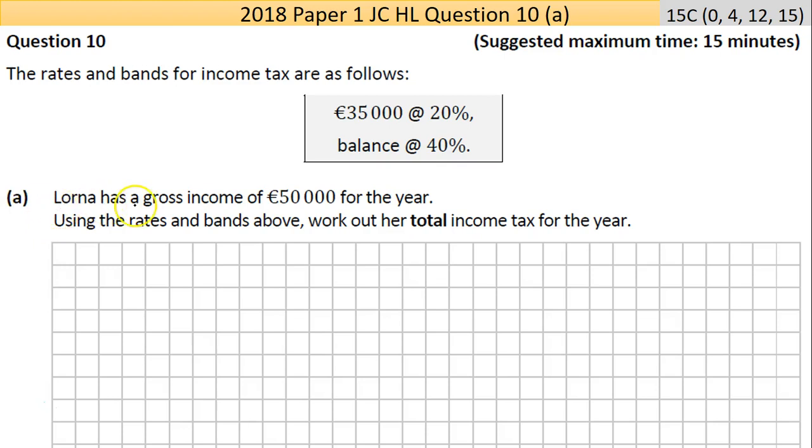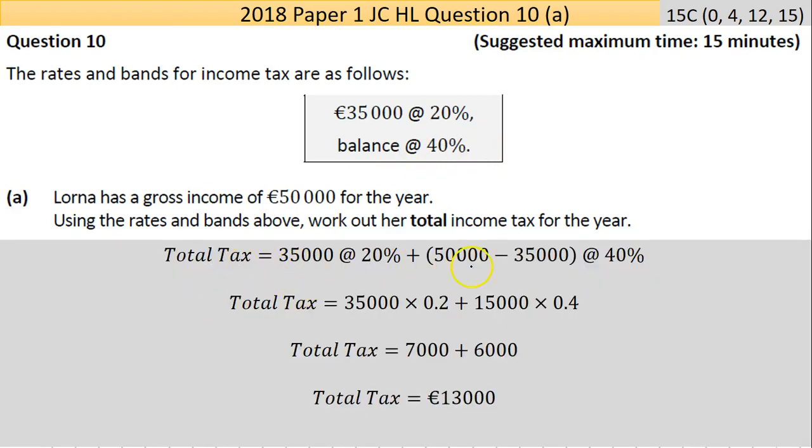So A, Lorna has a gross income of 50 grand, lucky her, for the year. Using the rates and bands above, work out her total income tax for the year. So basically how it works is on the first 35,000 of this 50,000, she pays tax at 20%. On the rest, so that'd be 15,000, she pays tax at 40%. The answer is done out here. So basically that's the statement there.